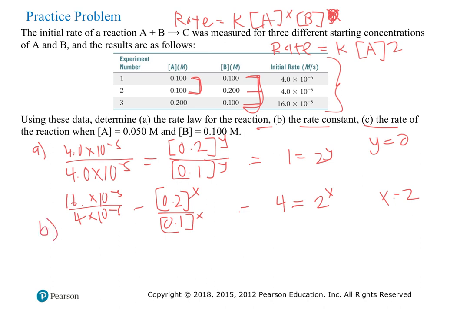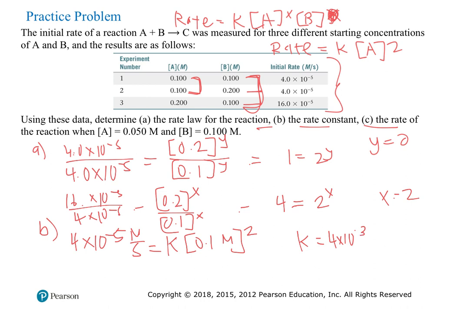So to find the rate constant, we'll use one experiment. Let's pick, again, just one. 4 times 10 to the negative 5 molar per second equals k times 0.1 molar squared. So we divide that over, and we get k equals 4 times 10 to the negative 3 inverse molar inverse second.